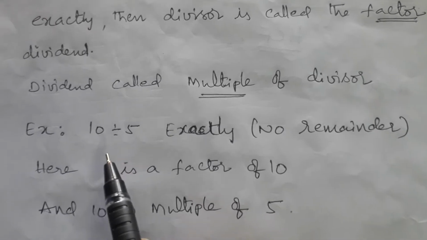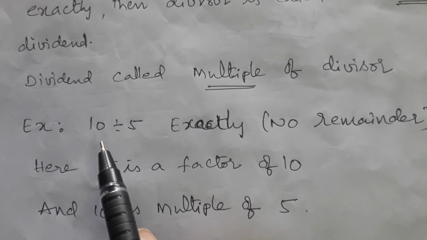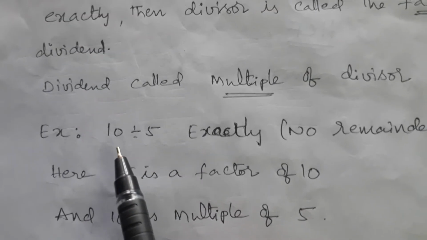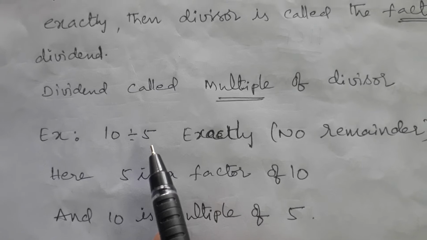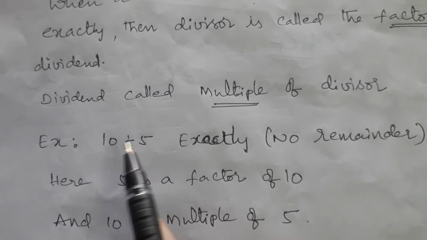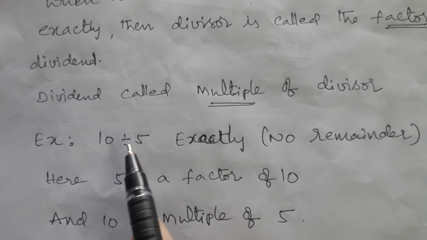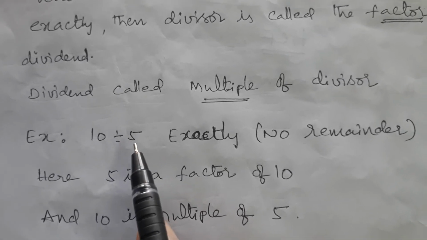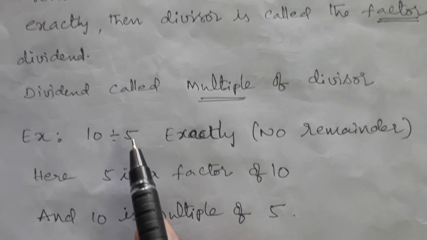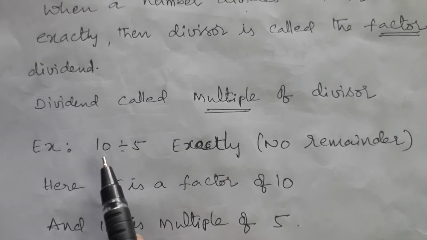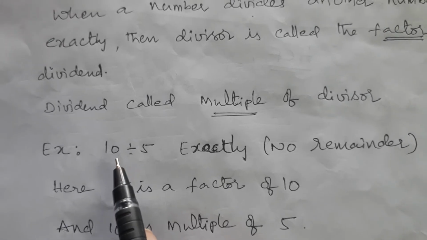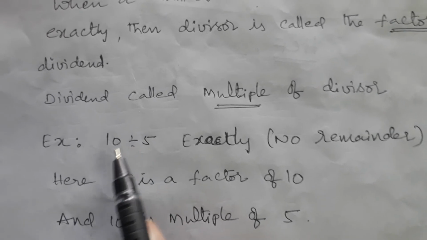Example: 10 divides 5 exactly, means without remainder. Here 10 is called a multiple of 5, where 5 is called a factor of 10. Why? Because 5 divides exactly, so it is the divisor. So 5 is a factor of 10 and 10 is a multiple of 5.